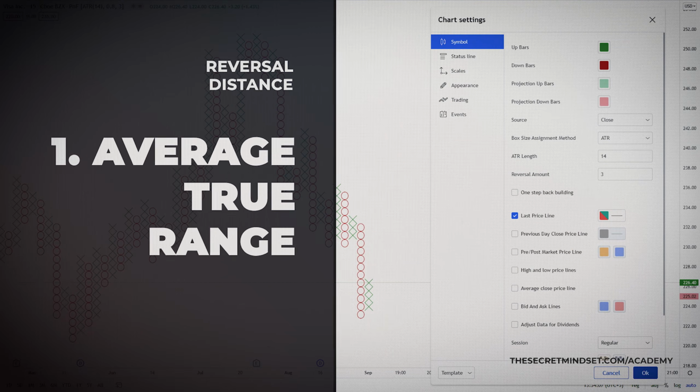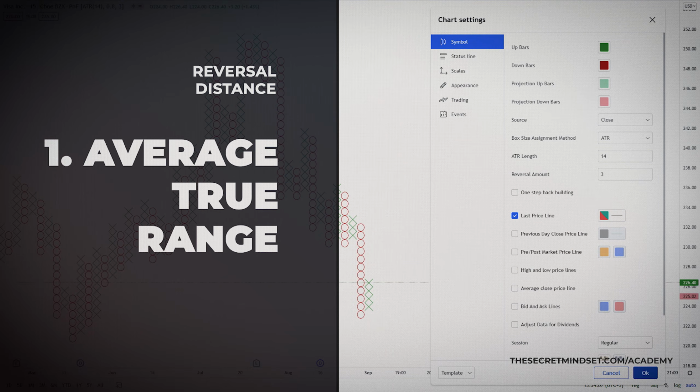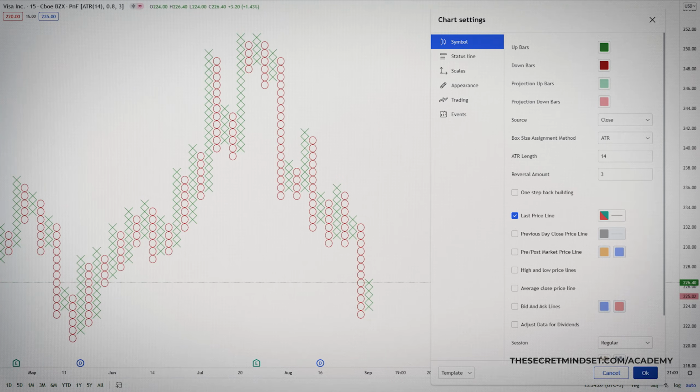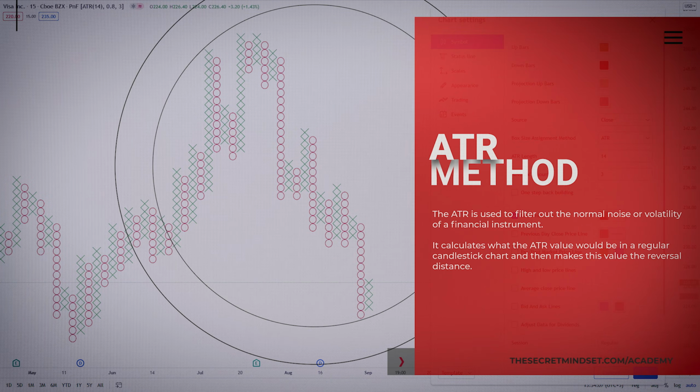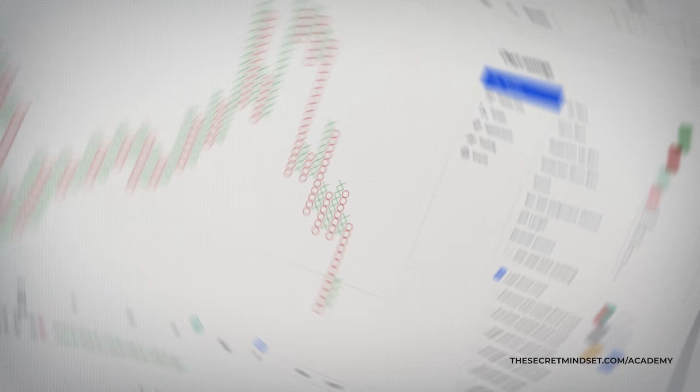There are two methods for calculating reversal distance. First is the average true range. This method uses the values generated by the average true range indicator. The ATR is used to filter out the normal noise or the volatility of a financial instrument. It calculates what the ATR value would be in a regular candlestick chart and then makes this value the reversal distance.